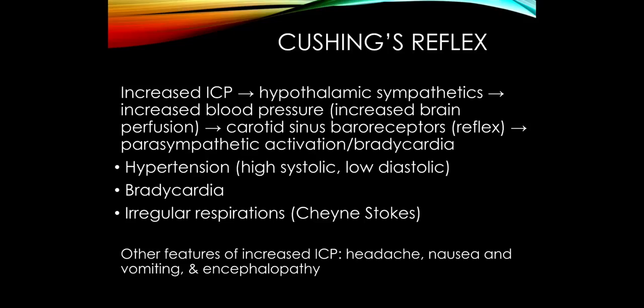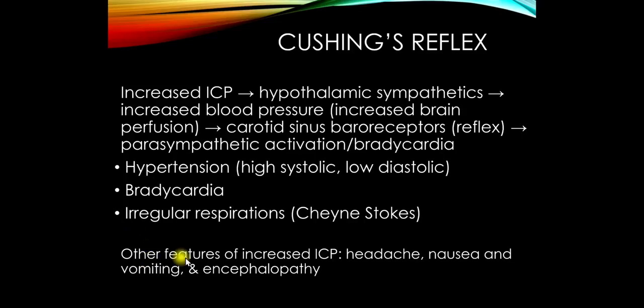Now, this is rather complex here. The heart rate goes down as part of Cushing's reflex, but because of the increased intracranial pressure and the need for oxygenation, probably of the brain, the systolic blood pressure stays elevated. The diastolic tends to be low. And we can also have these irregular respirations. Later on, I will tell you about Cheyne-Stokes respirations. So this is a triad here for Cushing's reflex.